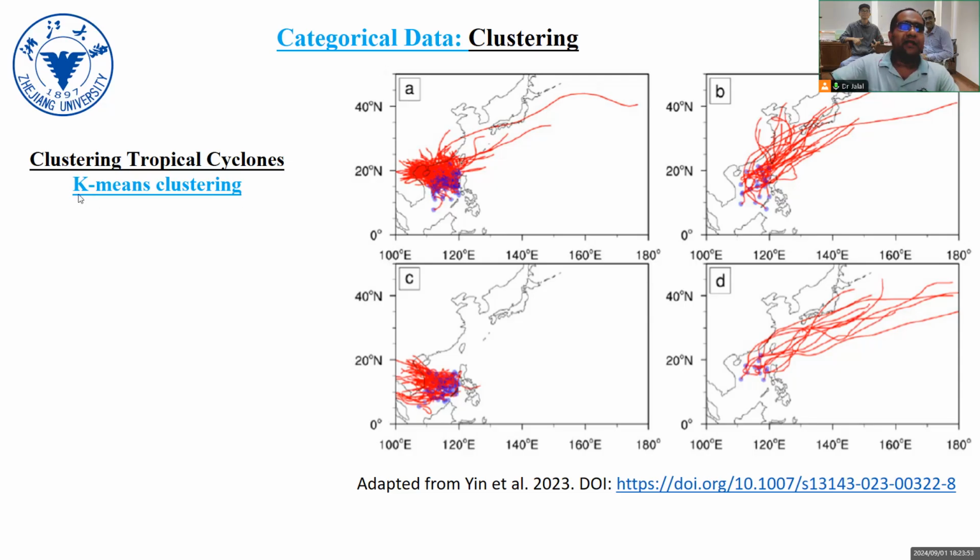For AI models, the most popular is K-means clustering. So you can use the K-means clustering method to cluster your tropical cyclones, or if you have other data, not only tropical cyclones, you can use different data. If you have data in meteorology, you can just cluster them. So you need to understand the purpose.